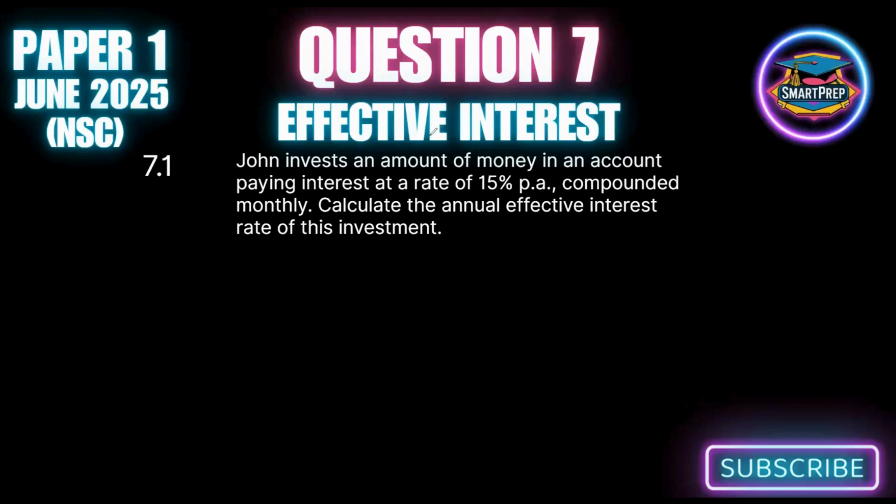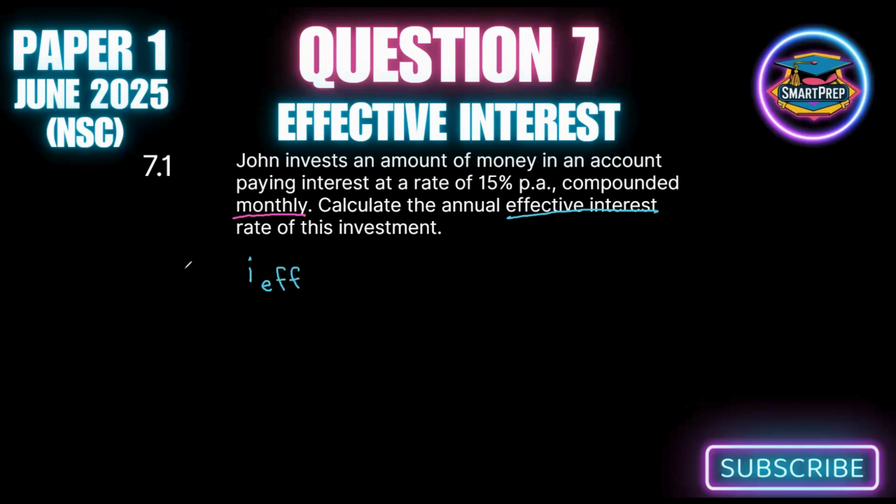Okay, so question 7.1 asks, John invests an amount of money in an account paying an interest at a rate of 15% compounded monthly. Calculate the annual effective interest rate of this investment. Okay, so the effective interest rate.